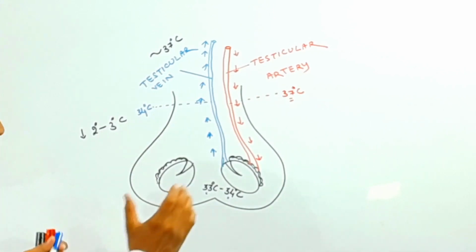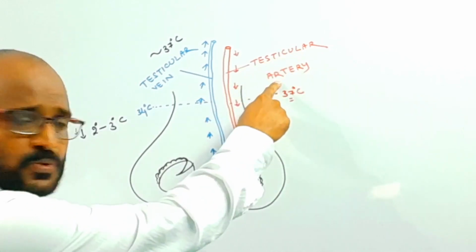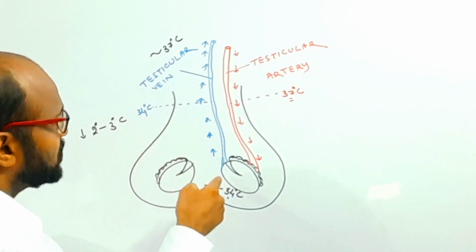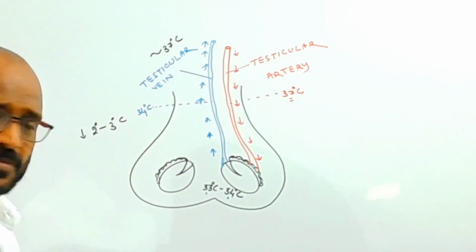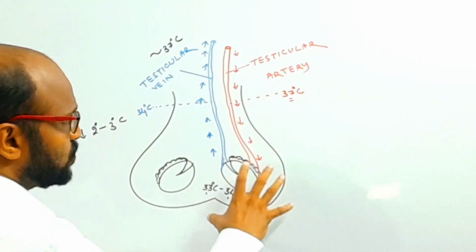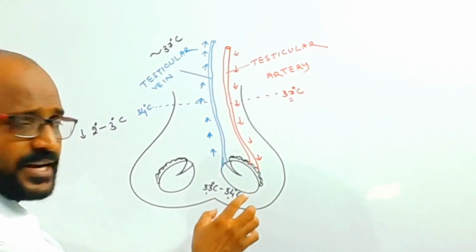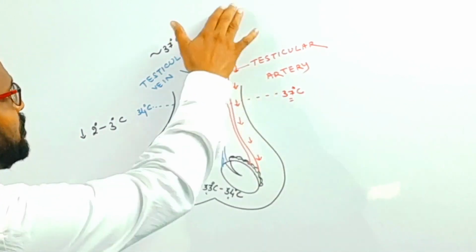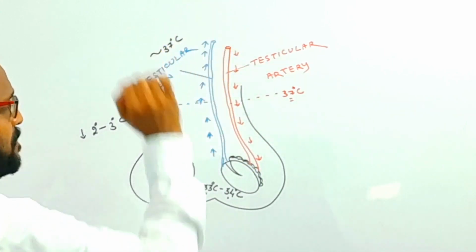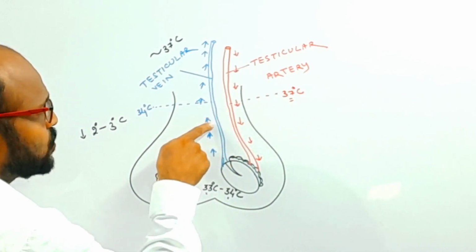So what is actually the problem? Here the testicular artery carries the hot blood and the testicular vein carries the cold blood. But the testis needs a cold environment, meaning cold blood of 34 degrees temperature, and the body needs blood of about 37 degrees temperature. So here is the hot blood and here is the cold blood.